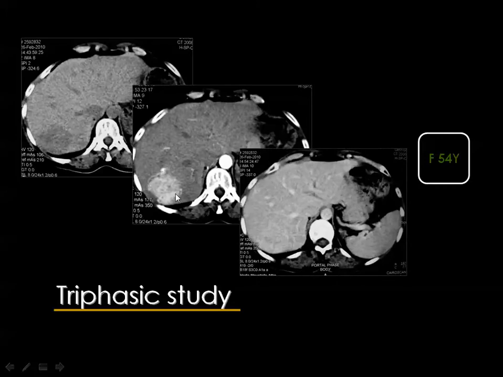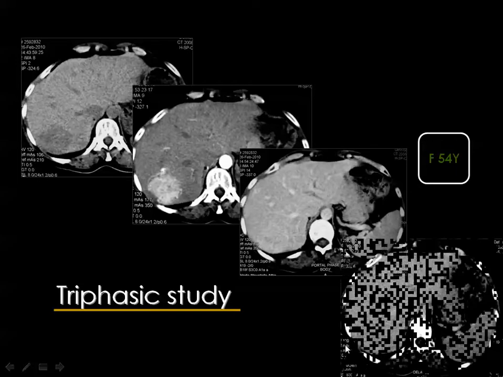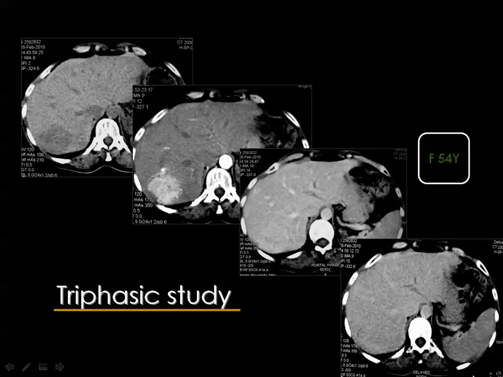Then in the portal phase, this arterial phase is taken about 20 seconds after contrast injection, and this portal phase or venous phase is obtained about 50 seconds after contrast injection, and the delayed phase is obtained 2 minutes later. And look here in the portal phase, you cannot see the lesion, and also in the delayed phase you cannot see the lesion.